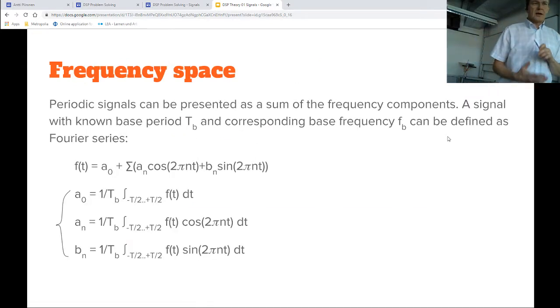Spectrum. Fourier series. Did you like the Fourier series in math class? Good. All right. So what does it actually say? If we know the base period, then we can make up the continuous-space signal by a weighted sum of cosine and sine terms.